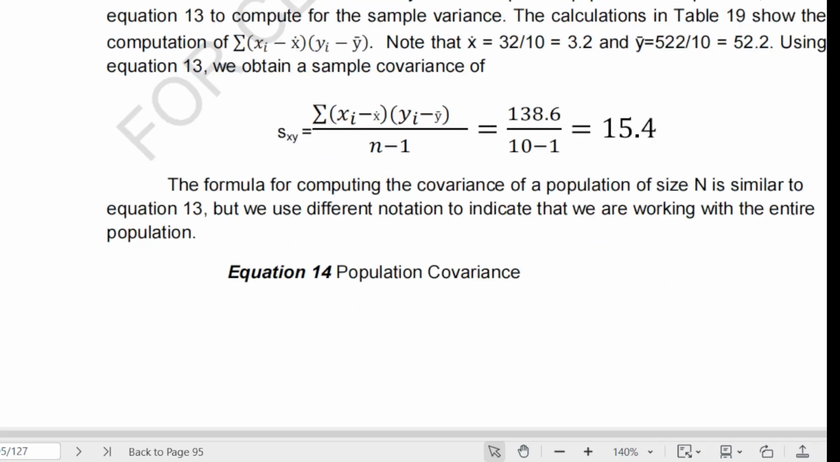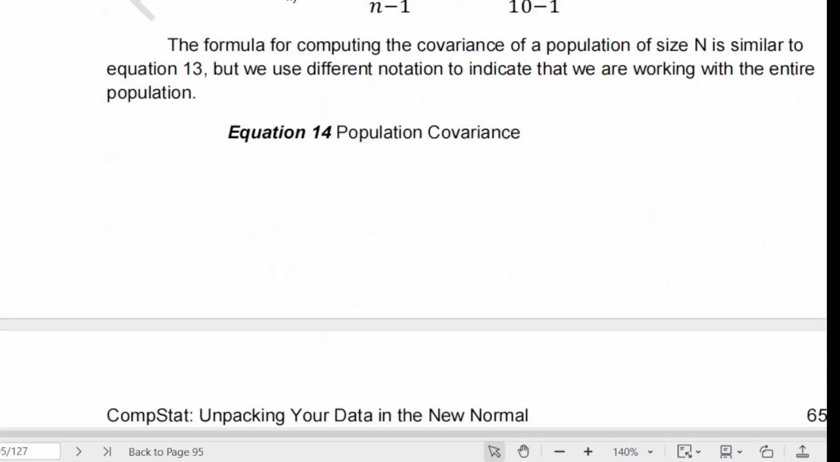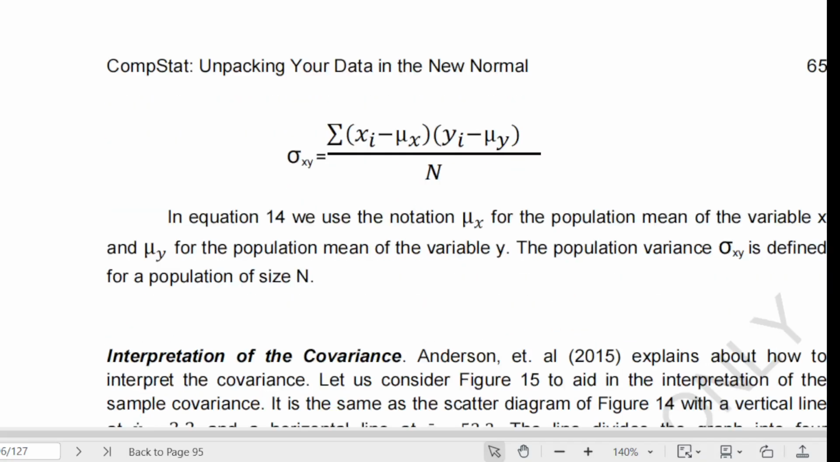If we are going to compute the population covariance, this is the formula. You just simply change the value. Instead of n minus 1, you divide by n.